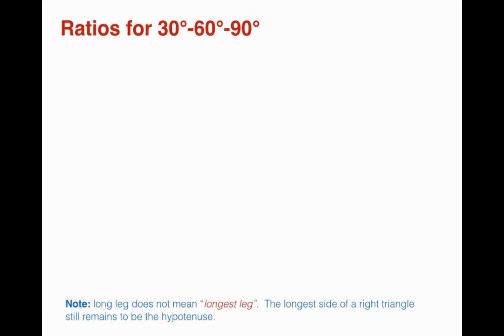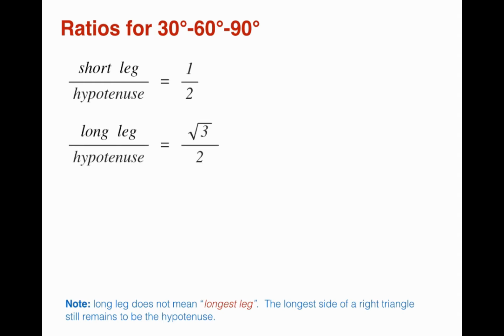Let's talk about the ratios. When you're dealing with a 30, 60, 90, the short leg over the hypotenuse will always be 1/2. The long leg divided by the hypotenuse will always be square root of 3 over 2. The long leg divided by the short leg will always be the square root of 3. Again, when I say long leg, I don't mean longest. All I mean is it's the leg that's longer than the short leg. The hypotenuse still remains the longest side.